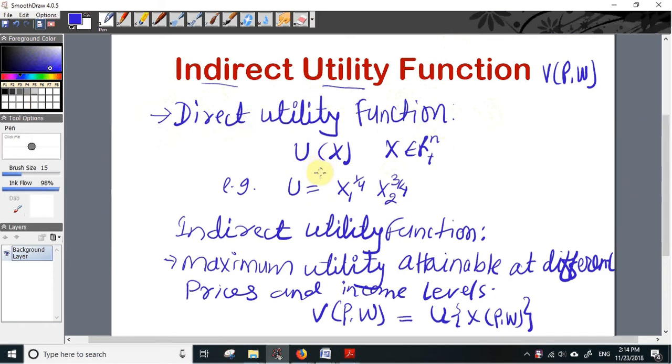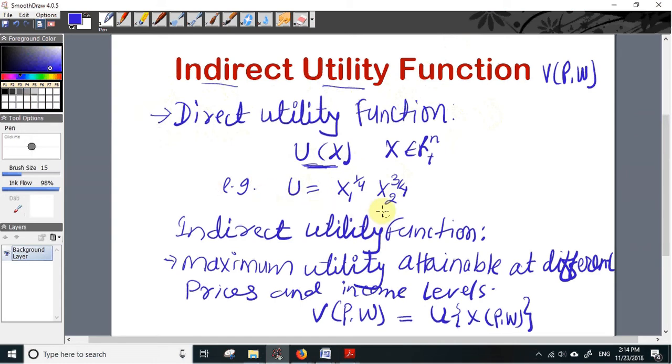A direct utility function shows the utility that can be attained from the consumption of different goods and services. This shows the utility as a function of the quantities of the commodities. So utility here depends directly on the quantity of commodities X.